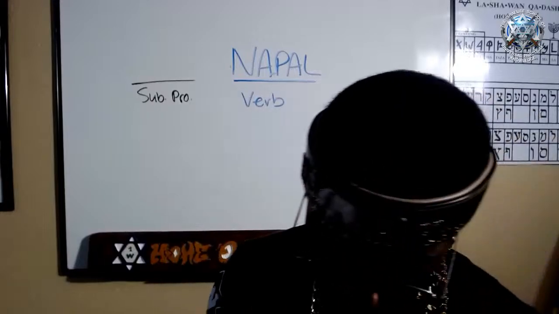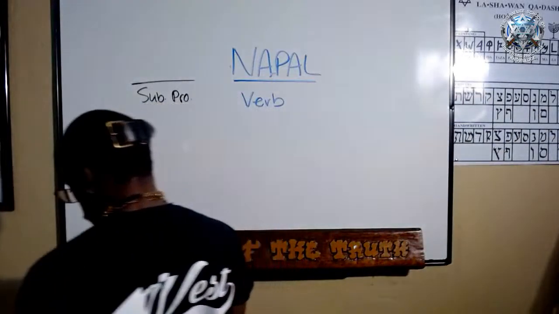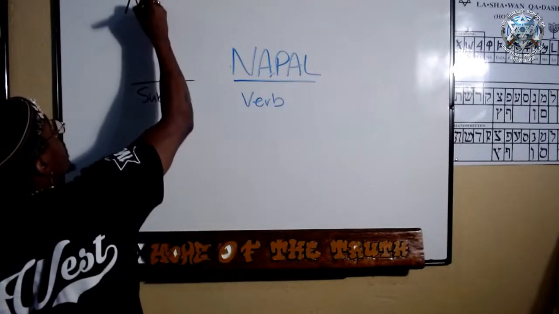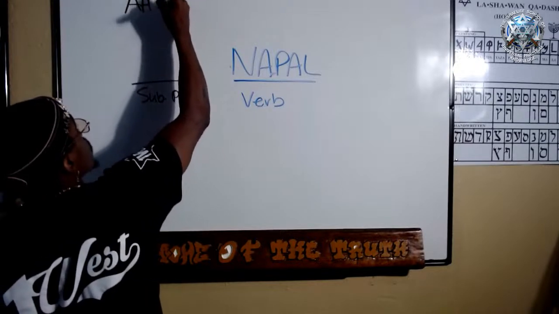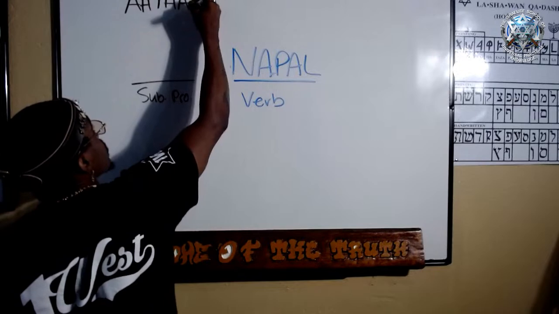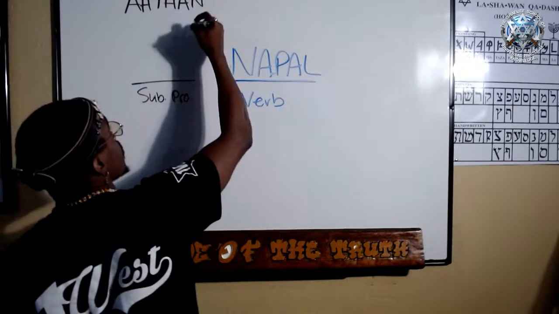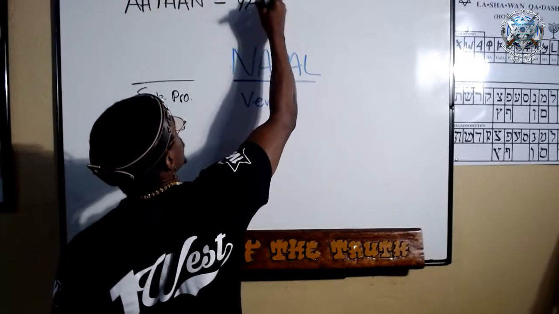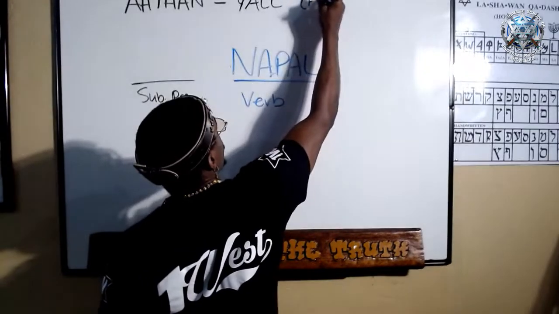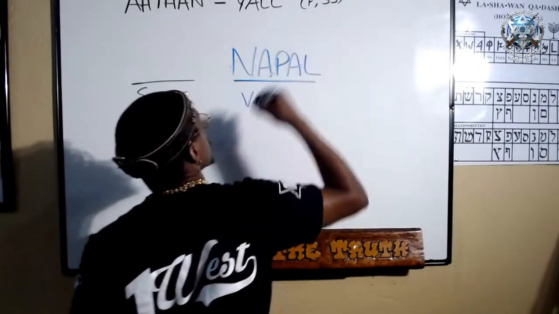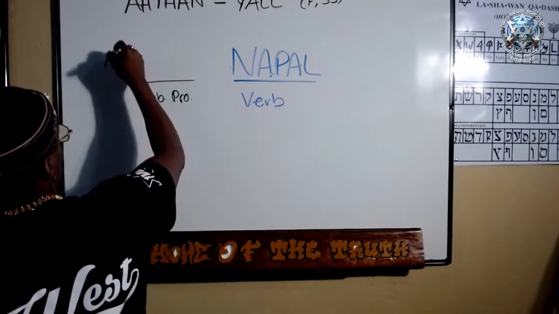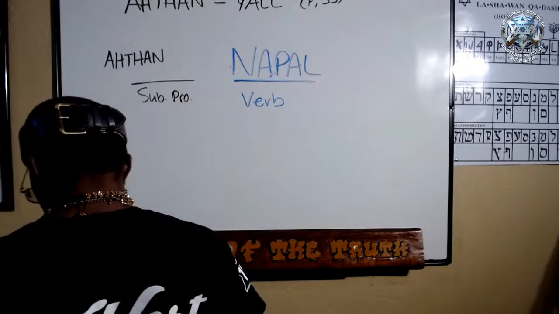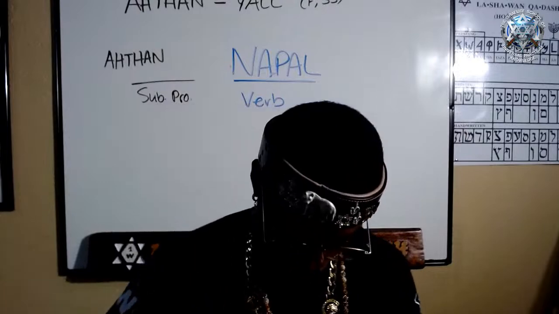Now, instead of "atem," what if we're talking to women? "Atem" is masculine, right? So what if our audience is women? Now the subject pronoun becomes "aten." Instead of "atem," it becomes "aten," which is still y'all, but now it's feminine, subservient. Okay, so here we put "aten," and now we conjugate.